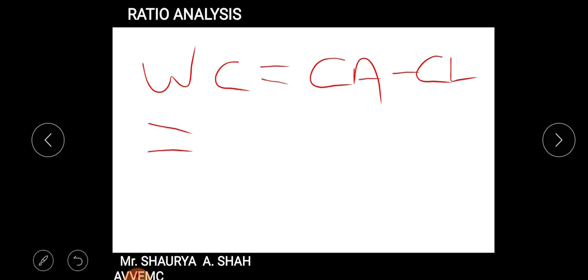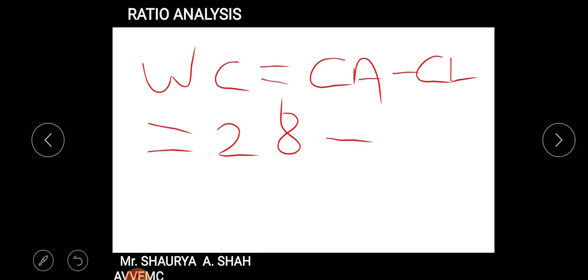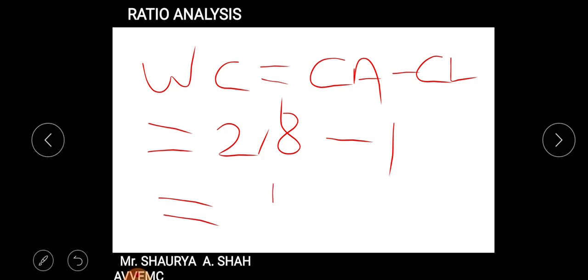So I am having an answer in the sum. Current asset is equal to 2.8, minus the value of current liability, that is 1. So working capital is equal to 1.8. I suppose it is a bit tricky. I had the solution in the PPT, but somewhere it is missing, so you may understand this. You can write it down in your book. Working capital is equal to current assets minus current liability, that is 2.8 minus 1, that is 1.8.